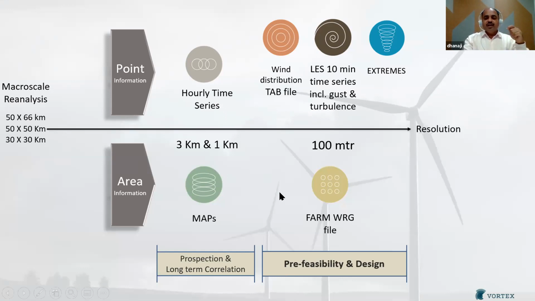Usually for prospection purposes, when we need information for an area, maybe large areas like states or countries, or even continents, we can go for the wind maps at 3 kilometer and 1 kilometer resolution, which we use for prospection.